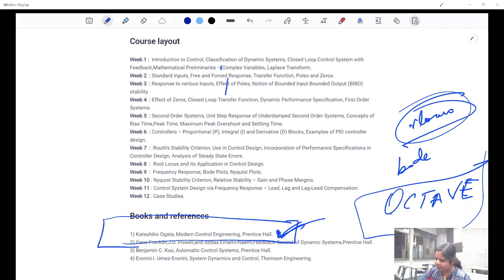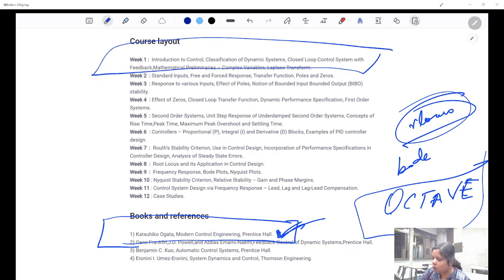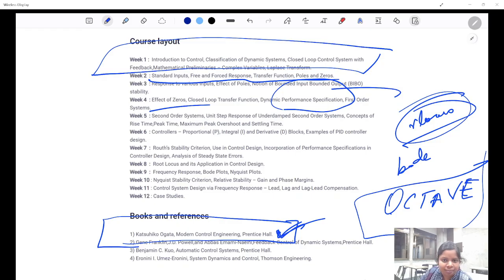So here I've just put what were the topics that we had for each week and how we have already covered all of them. We started right from defining the dynamic systems to all the responses, defining transfer functions, the poles and zeros. Then we went to BIBO stability. We checked the effects of zeros, closed loop transfer function, performance specifications for second order underdamped system, right? We also looked at first order systems, the step response, and various controllers, starting right from PID controller.